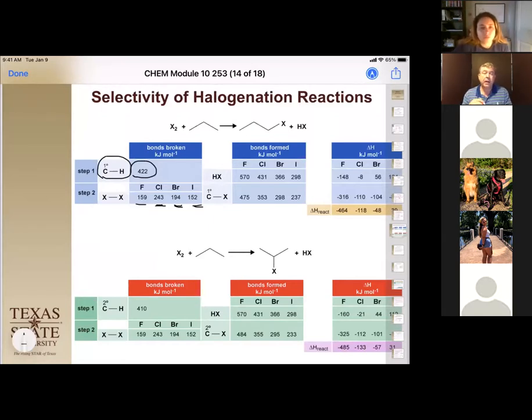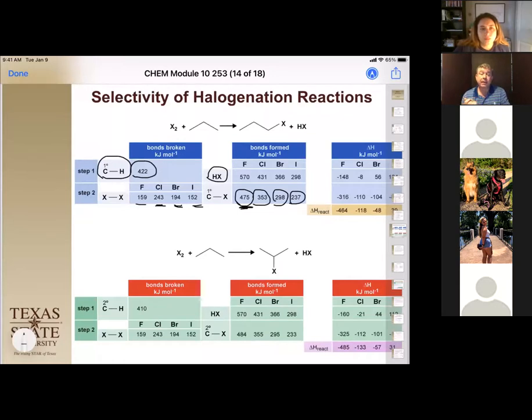And if we think about the bonds being formed, we're going to form one equivalent of the acid from the other half of the halogen and one carbon-halogen bond. Okay. And if we looked at that, the formation of the fluorine bond is stronger than the chlorine bond, which is stronger than the bromine or the iodine. So this is going to release more heat as it goes.